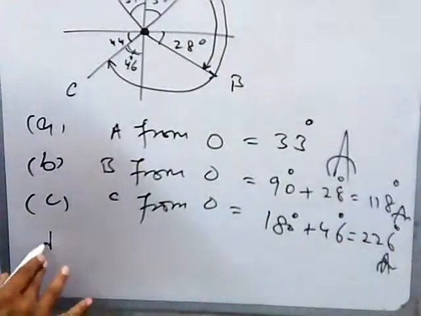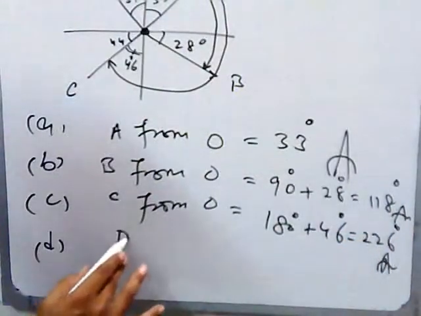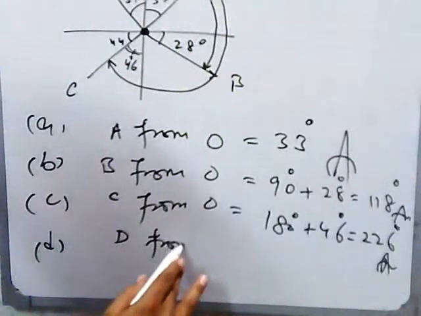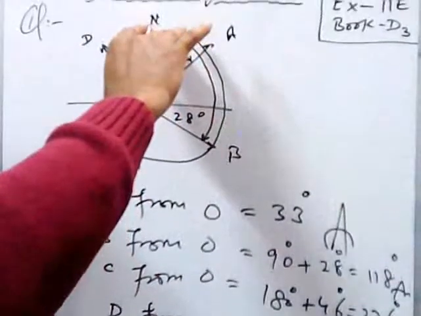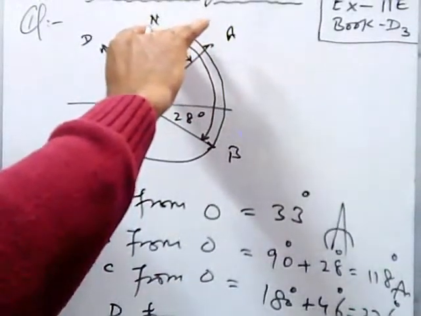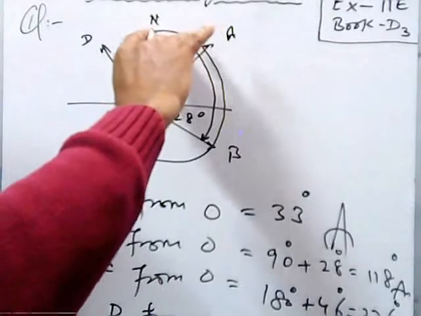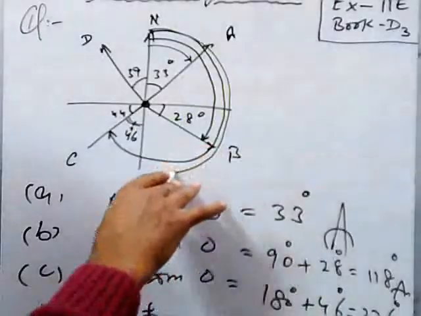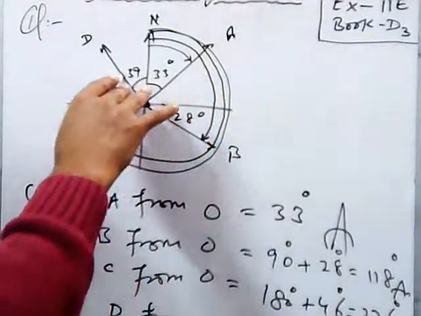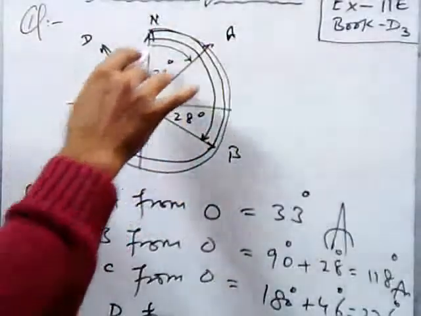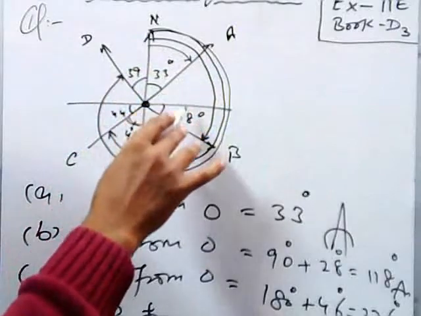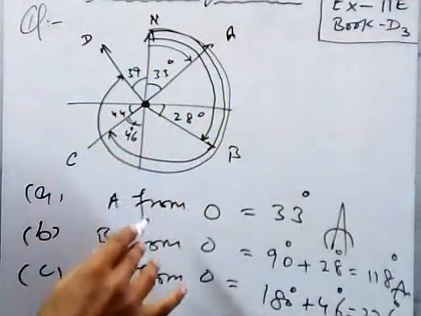Similarly, in part D, you have been asked for D from O. You have to start from O in clockwise direction and make a revolution up to D, so the whole angle should be added, that is 33 plus this one plus this one.